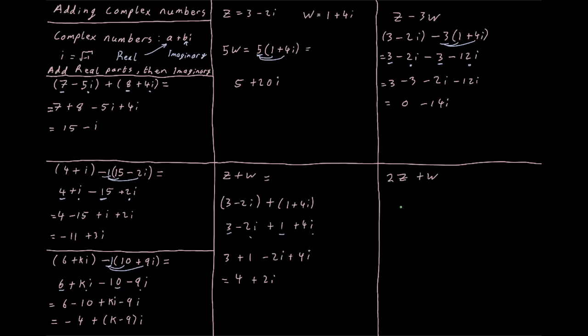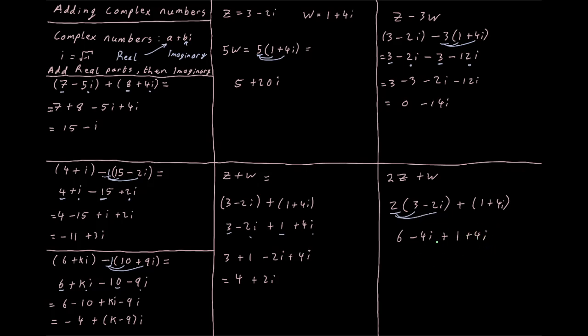So we have 2z plus w. So we know what that means. 2 times 3 minus 2i plus w is up here 1 plus 4i, and we multiply out our bracket. We have 2 of this bracket, so we have 2 of each thing in the bracket. So we have 2 groups of 3 is 6, and 2 groups of minus 2i is going to be a total of minus 4i, and then we just have 1 of this bracket, so it's just plus 1 plus 4i.